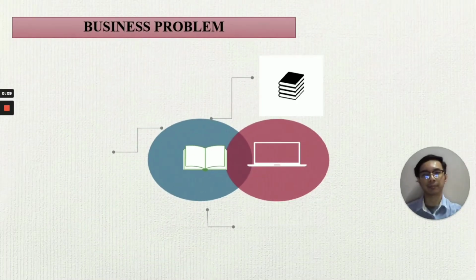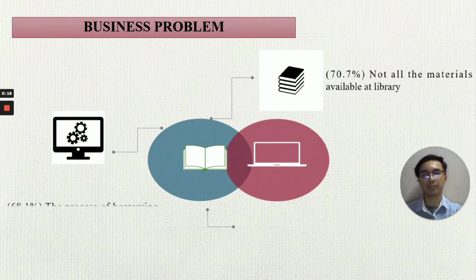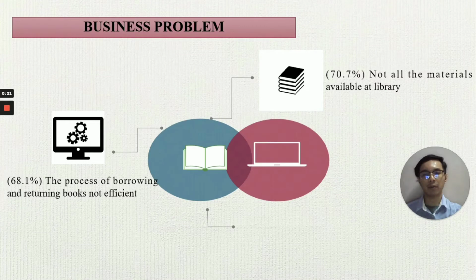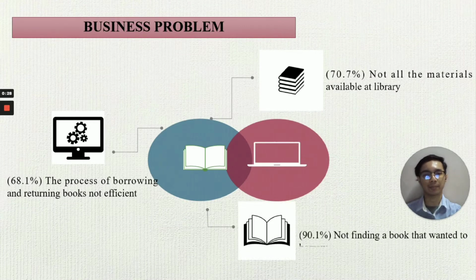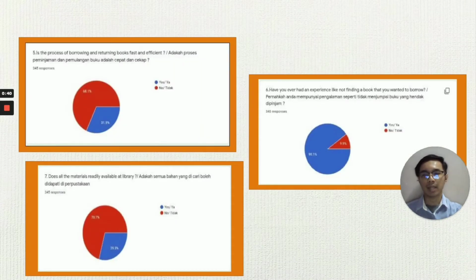Business problem. First, 70.7% say that not all the materials are available at the library. Next, 68.1% agree that the process of borrowing and returning books is not efficient. And the last, 19.1% of students are not finding a book that they wanted to borrow from the library. For this slide, as you can see, this is the proof of the data we got from the Google Form questionnaire about the problem. The questionnaire is number 5, 6, and 7.